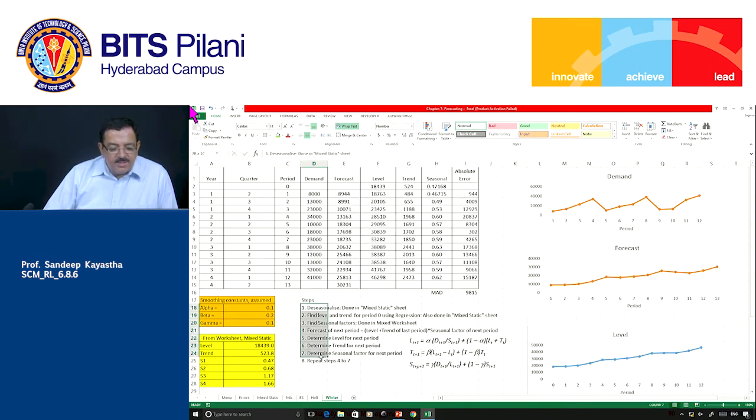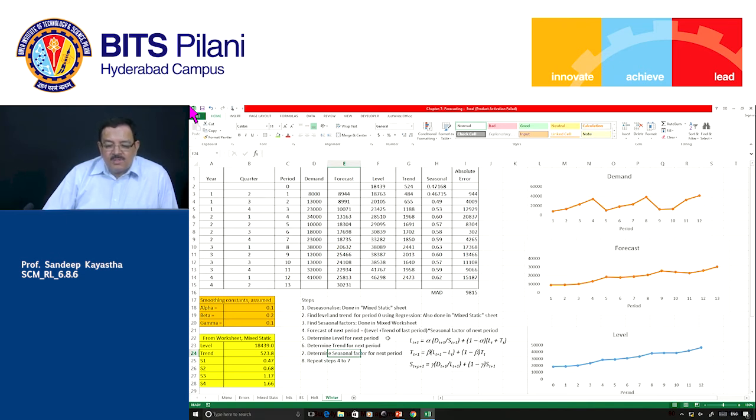All the steps are mentioned here. How to deseasonalize is given in the mixed static sheet here. Then find level and trend using regression, also done in mixed static sheet. Find seasonal factors, already done. In mixed, forecast for the next period, that is level plus trend of the last period into seasonal factor for the next period. Again determine the level, determine the trend, determine the seasonal factor, and then you repeat these steps. So this is the way you make the forecast.